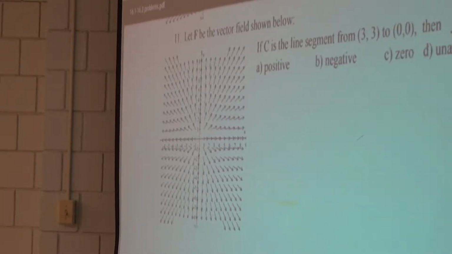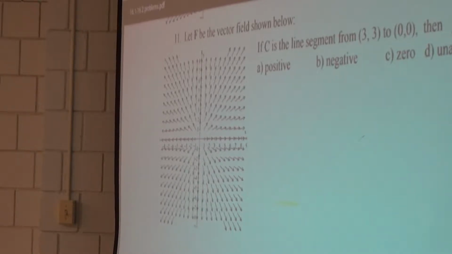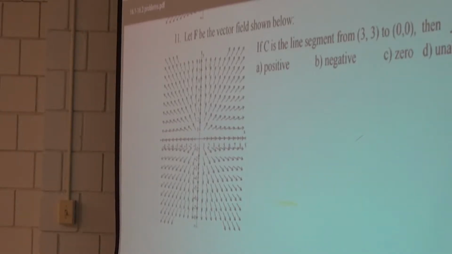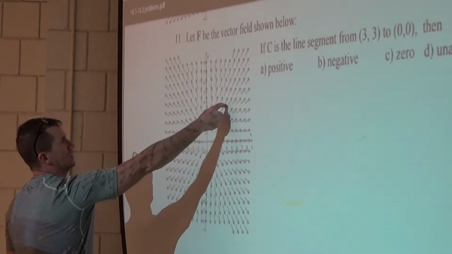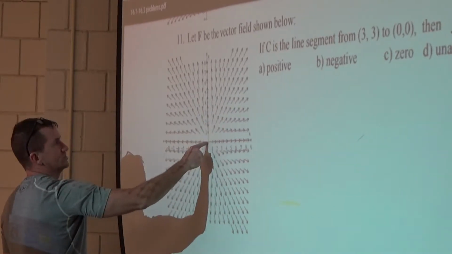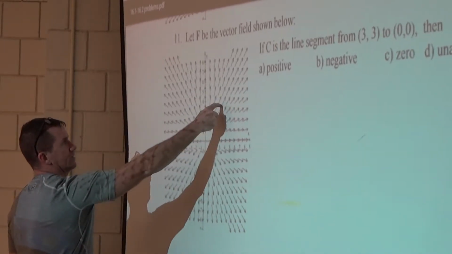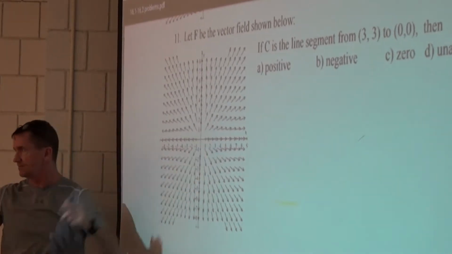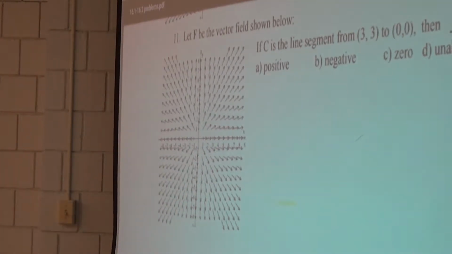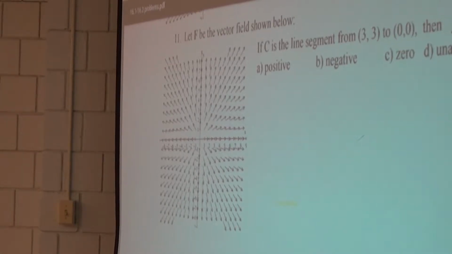How about number 11? You got to go from 3, 3 to 0, 0. All right, where's 3, 3? Told you this goes quick. It's fun too. 3, 3 right there. Go from here, and the path is going towards the origin. What do y'all think? Negative. It's going to be negative. Does everyone see all the vectors are going against you along that path? Cool. That's it.